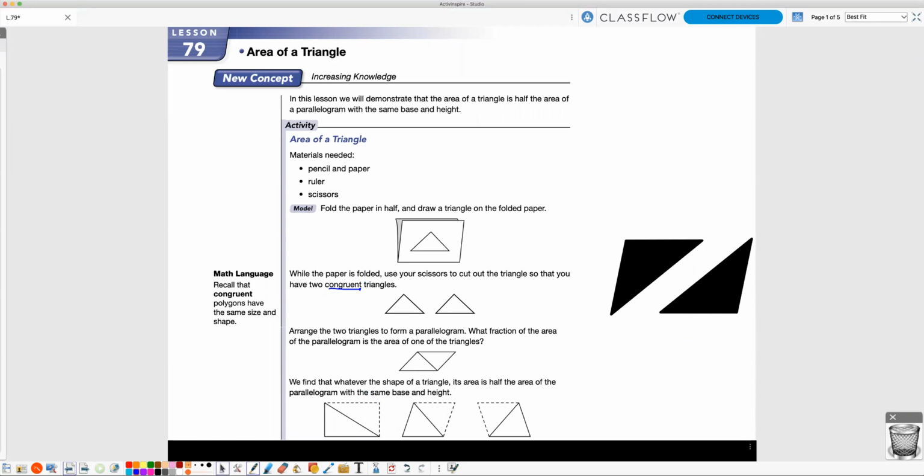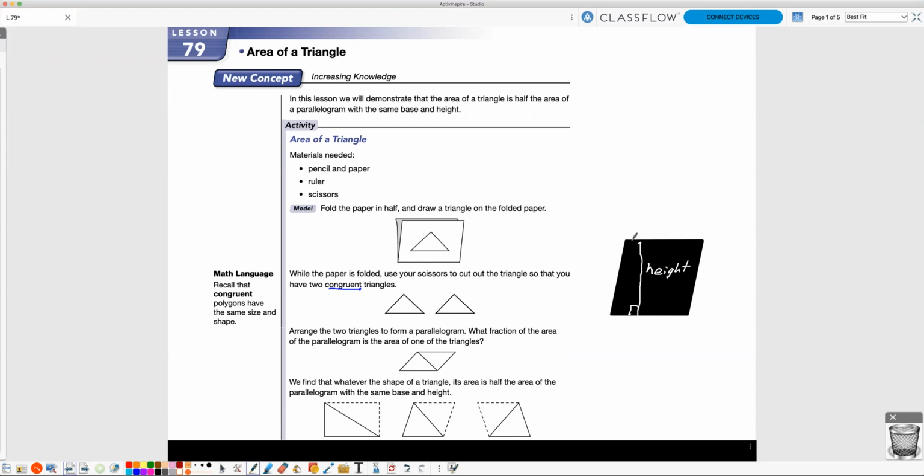So if you were to take those two triangles that you created and form them together, you now see that you have a base and a height. This height would actually be from here to here. It would have to be a 90-degree angle. Remember, this represents the height.